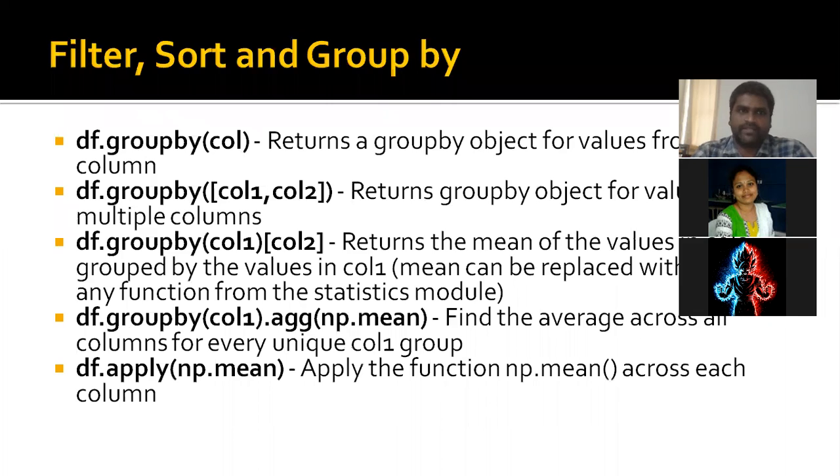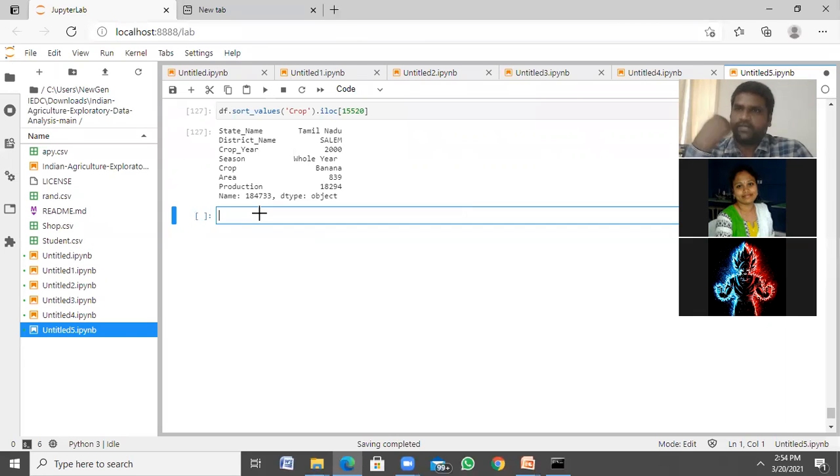We have to know the group by. Usually I want to group by the crop and crop year, or crop and production, otherwise season and crop. So I want to store it separately: gd is equal to df.groupby of, we have to specify the column names, that is season followed by the crop.